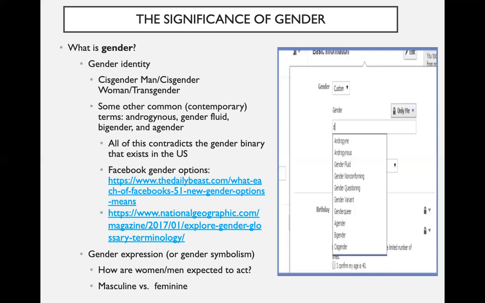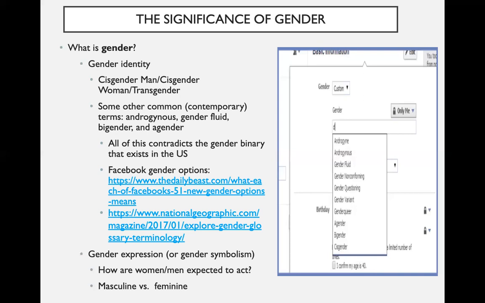Other terms you maybe have heard could be terms like gender queer, or gender questioning, or gender nonconforming. And so I give you two articles that you can read to maybe learn a little bit more. The first article was written in reaction to the changes that Facebook made a few years ago when they increased their gender options. And there was a little bit of outcry from some circles. And so this article was meant to just try to explain what all those options meant.